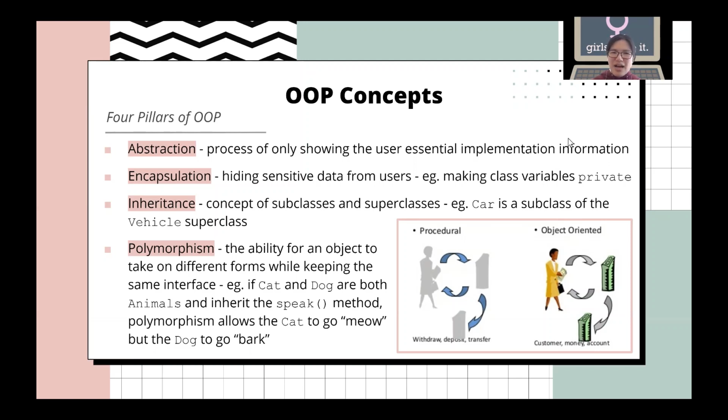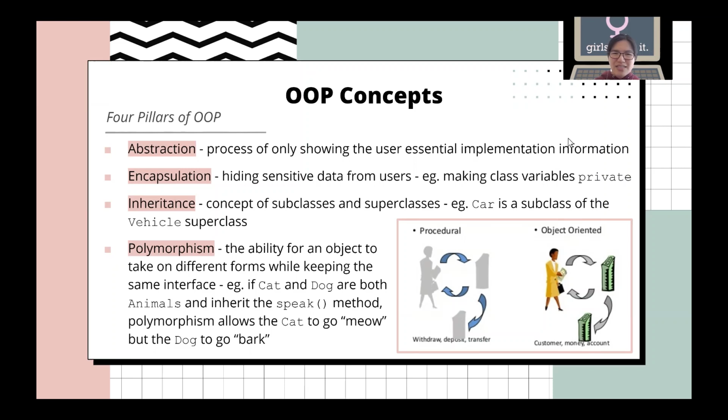Abstraction is basically you only want to show the user the stuff that they need to know. So the general rule that goes with this is to try to keep your data as private as possible. You don't want people accidentally manipulating or accessing methods that they shouldn't have access to. So all users should only be able to see the stuff that they need to know. Encapsulation is basically hiding sensitive data from users, so making things private.